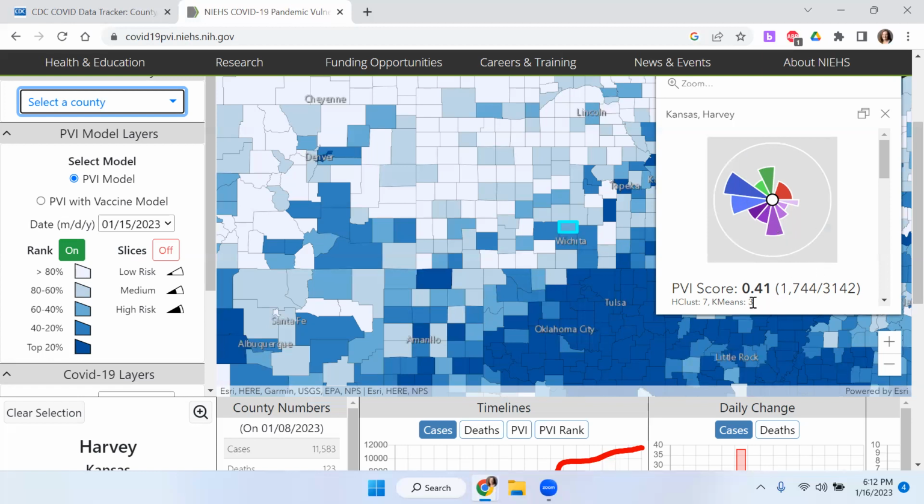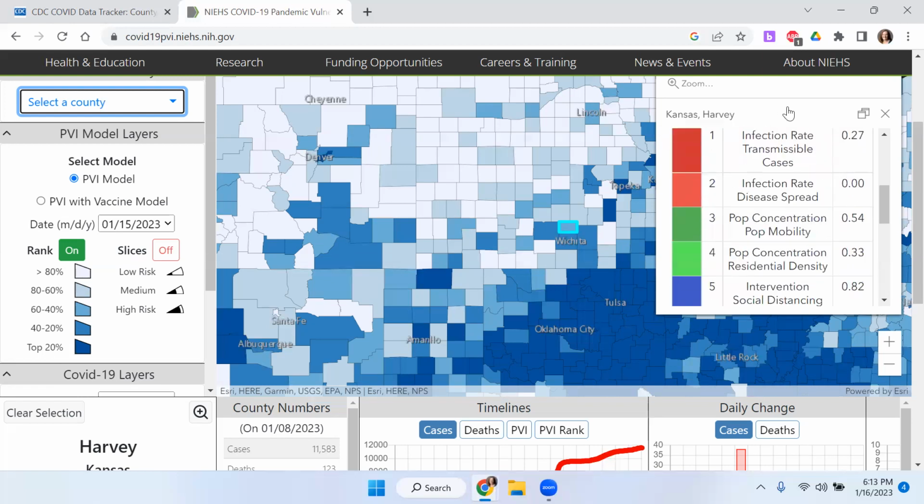So in Harvey County, where I am, again, this goes from 0 to 1, we're at 0.4, about in the middle of the country. You see that over here as well. This is our color blue. We're somewhere in between the 40th and 60th part of the country. And this is our rank. We're 1,744th out of all the counties in the US.